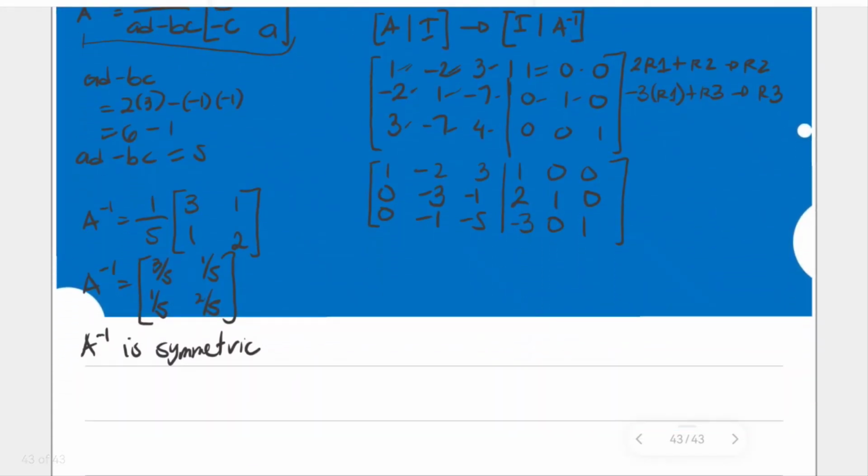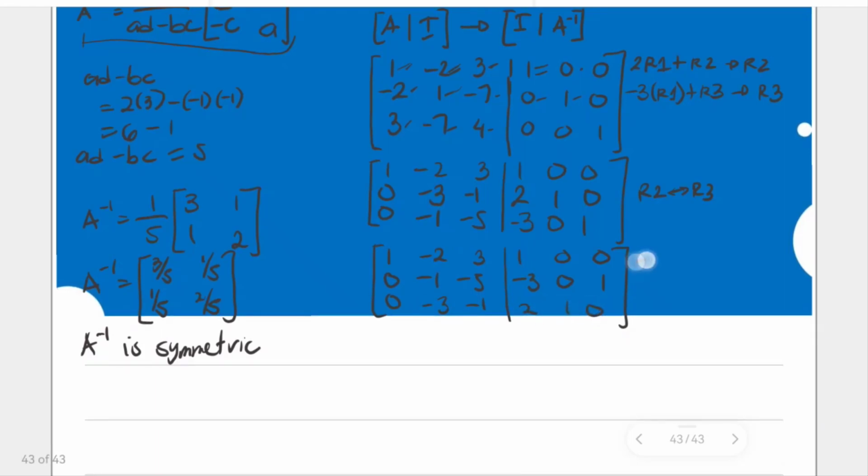Let's move further. You can always interchange rows if you would like to. Let me interchange row 2 and row 3, so that we will have a better coefficient to be manipulated. We have 1, negative 2, 3, 1, 0, 0. This becomes 0, negative 1, negative 5, negative 3, 0, 1. And I have here 0, negative 3, negative 1, 2, 1, 0.